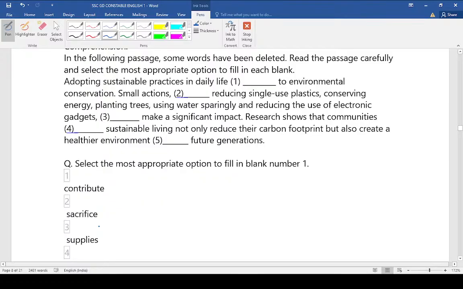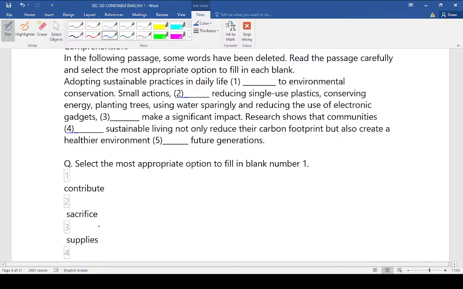Adopting sustainable practices. Sustainable means adapting according to the situation, whatever the diversity we face, and getting habituated to it. That is known as adopting sustainability practice in daily life. Dash to environmental conservation. Select the most appropriate option to fill in the blank.